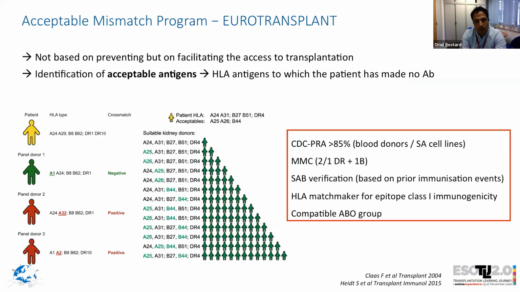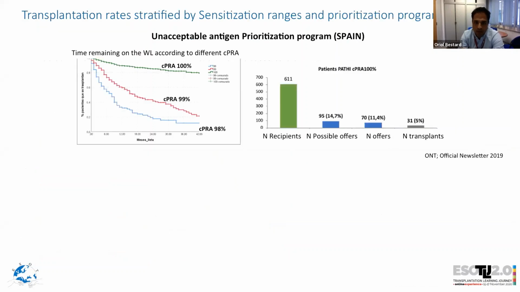It's a completely different approach, which is not based on preventing the transplant, but conversely on trying to facilitate access to transplantation. What they do is try to identify acceptable antigens, antigens to which the patient has never made antibodies in the past. And they use different approaches to define acceptable mismatch antigens, which I'm not going to go over. But in the end, the concept is that they try to enlarge the recipient's own HLA type, and therefore have a higher number of compatible HLA antigens.